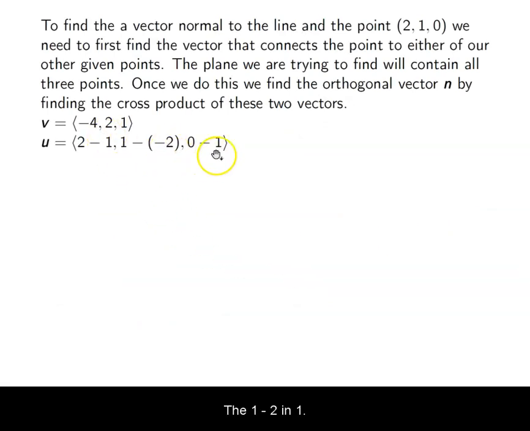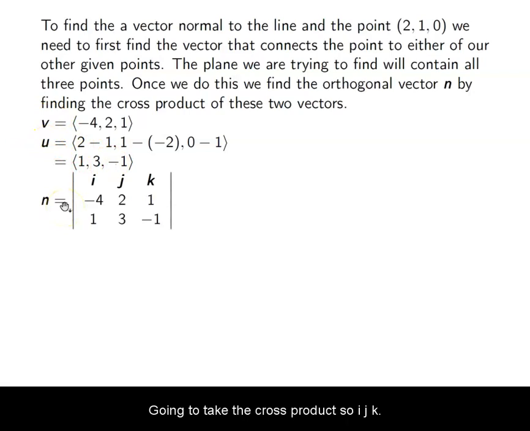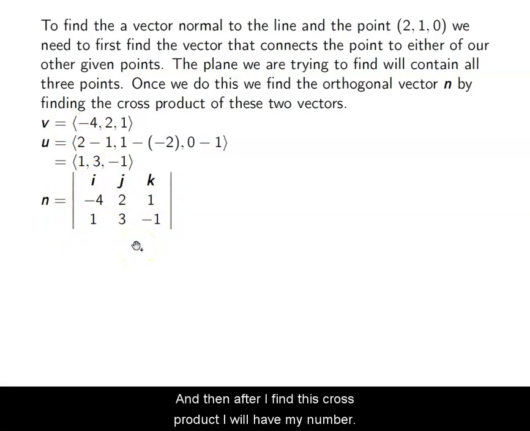So 1, negative 2, and 1, right? I'm subtracting them to find my u vector. So now I have two vectors on my plane, v and u. I'm going to take their cross product, so i, j, k, v, and u. And then after I find this cross product, I will have my normal vector, right?